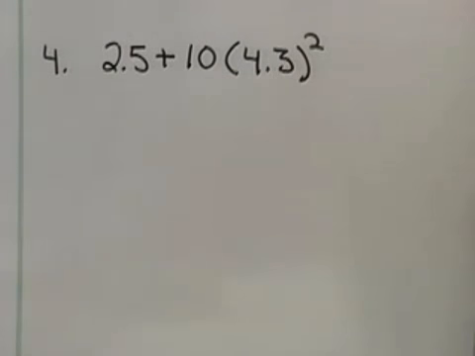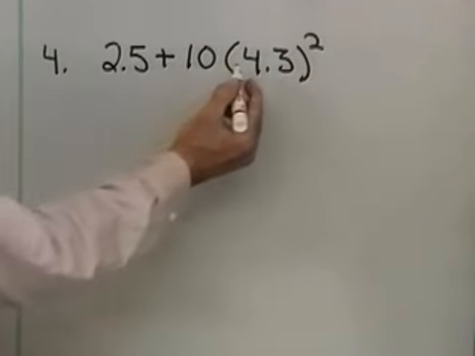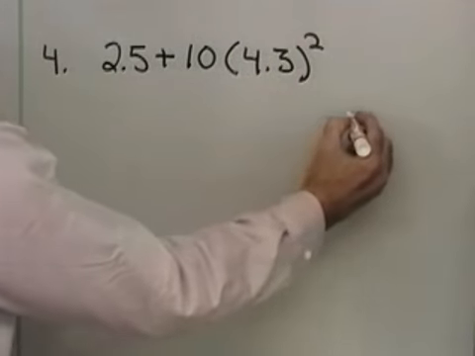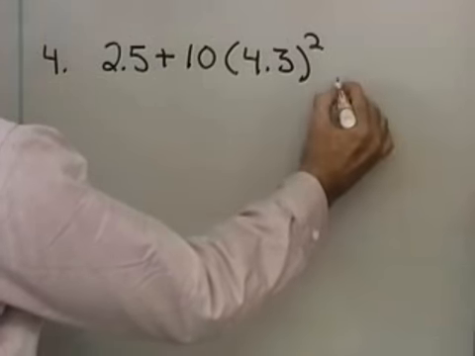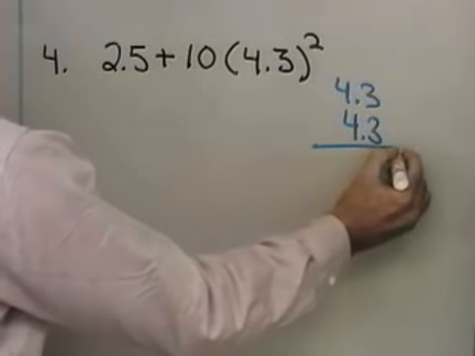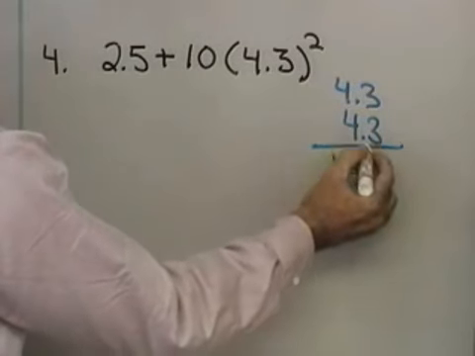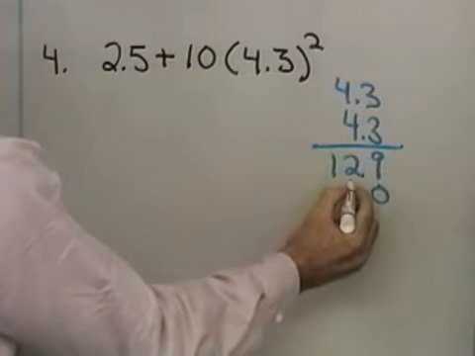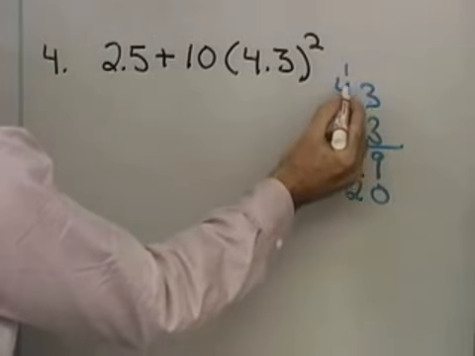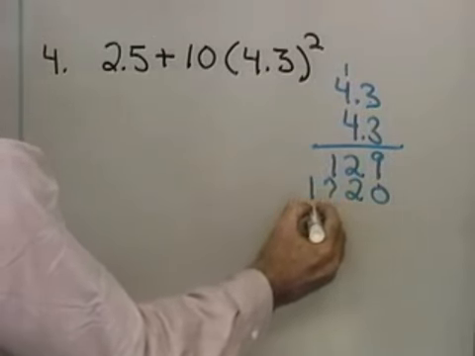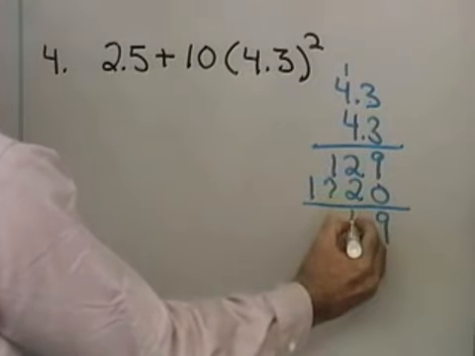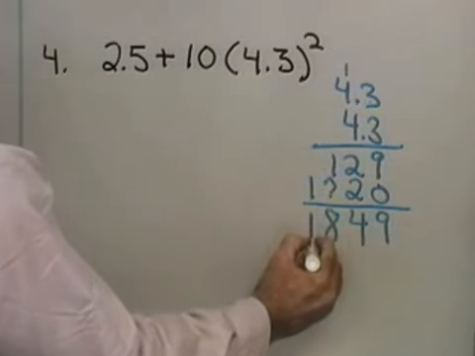Here I have 2.5 plus 10 times 4.3 quantity squared. I need to take care of this first. So let's multiply 4.3 times 4.3. 3 times 3 is 9. 3 times 4 is 12. Put in a 0. 4 times 3 is 12. Carry the 1. 4 times 4 is 16. Plus 1 is 17. I have 9, 4, 8, 1.